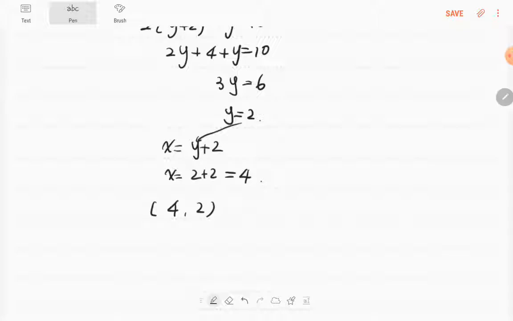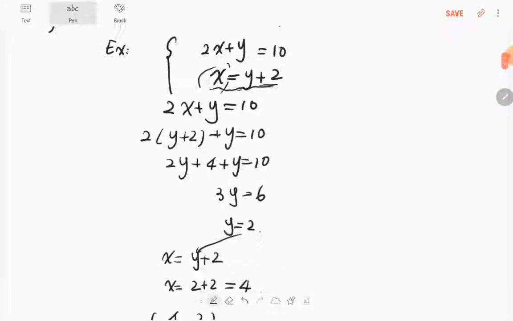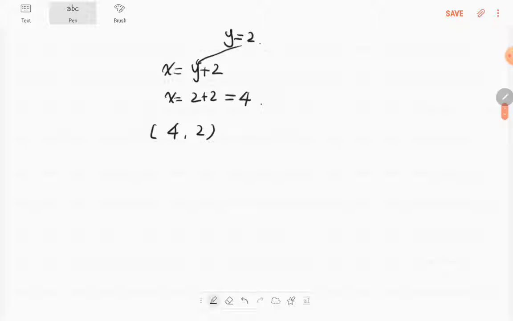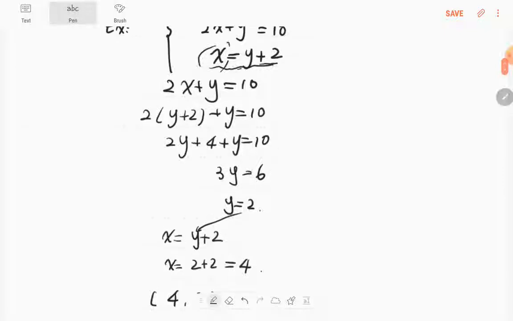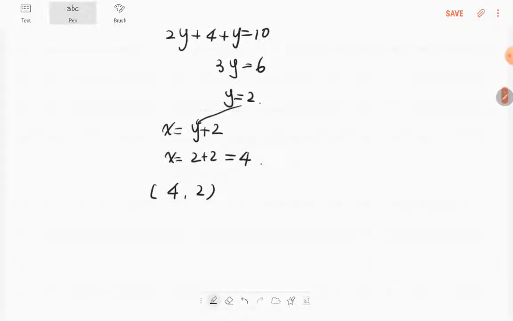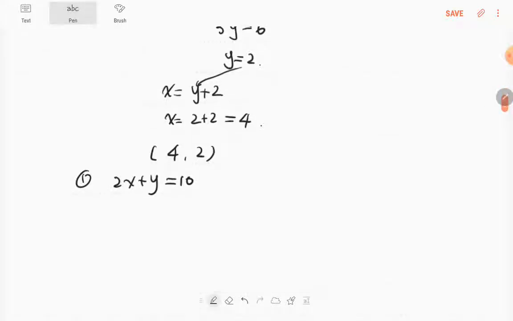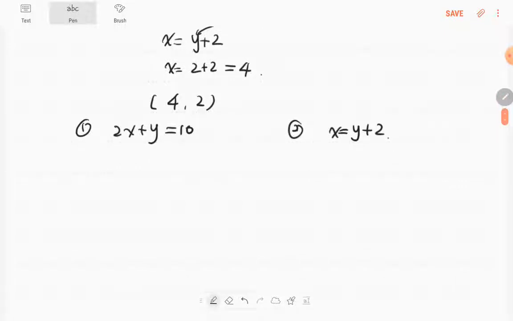But remember, we're going to check the answer. This is the pair we got. We need to check if it's the solution for the system, yes or no. So the first equation is 2x plus y equals 10. And the second one is x equal to y plus 2. We go back to the original system and use this pair of numbers to test. So this time x equals 4, y equals 2.